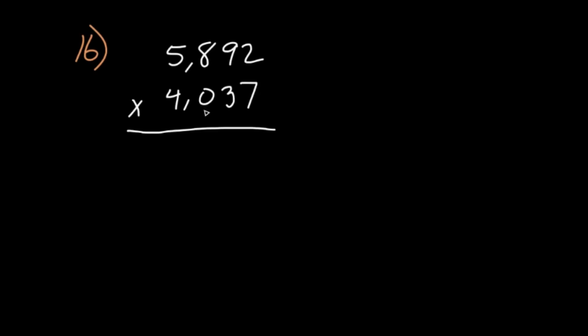Number 16. We see now that we're multiplying by 4 digits, so we should expect 4 partial products. But because we see a 0 here, we know we're only going to have 3 partial products. So it doesn't matter how big of a number you're multiplying, using the regrouping algorithm, the steps are still the same. So we start off with this ones place.